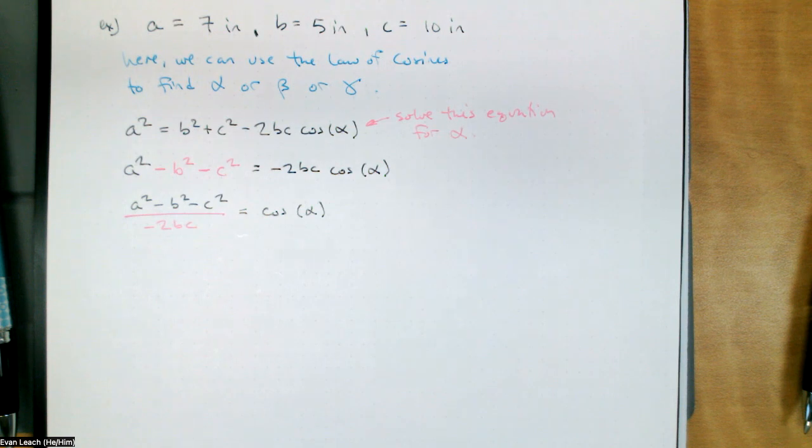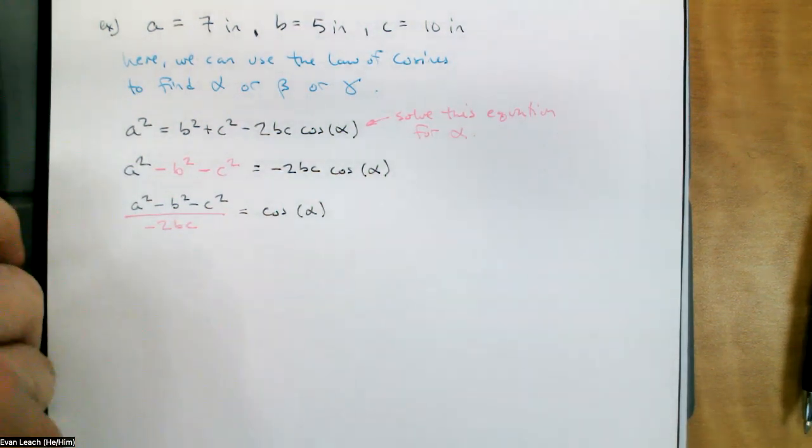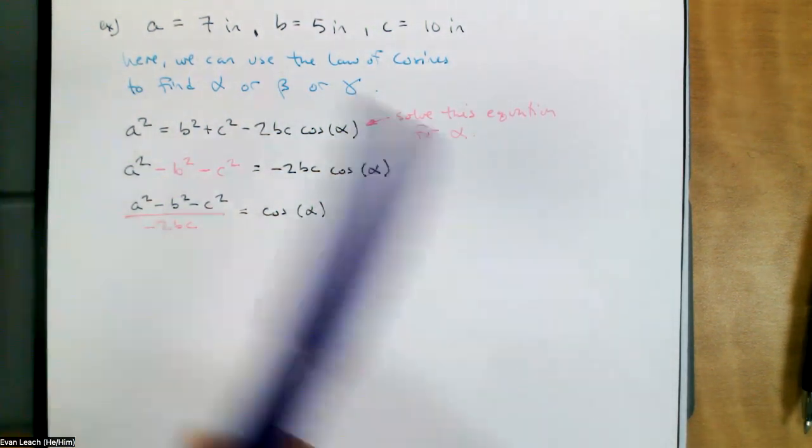Then we will go look at that fraction and say, this looks terrible, dividing by negative 2bc. That looks awful. I've got a squared minus b squared minus c squared over negative 2bc. No, that looks terrible. So we're going to rewrite this side to make it look nice.